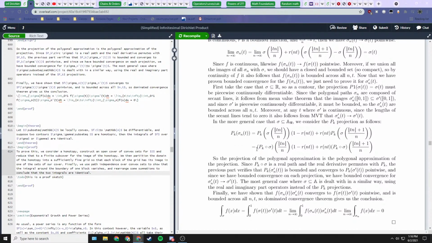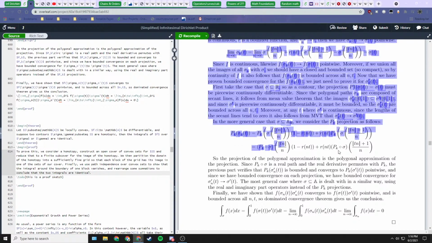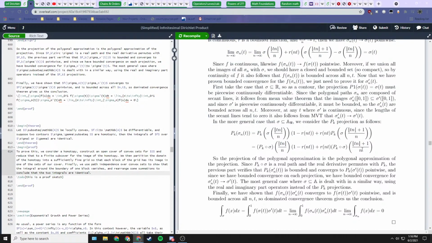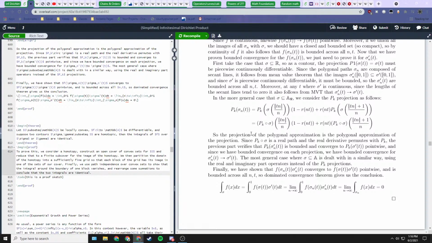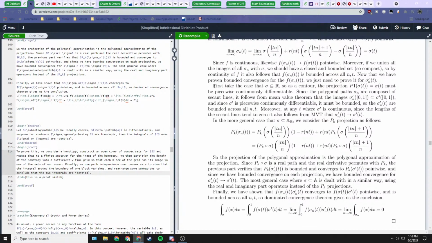And so since these polygonal approximations have these properties for complex paths, we just sort of said, well, by this property, if they have this property for these paths, then just using that same property on each projection sort of extends to the total path. We fleshed that out a little more. We included an explicit proof for the real case.